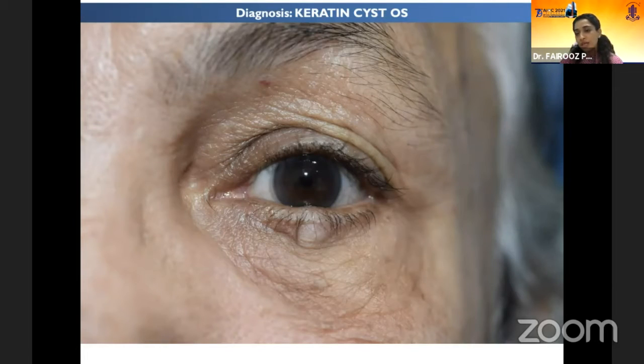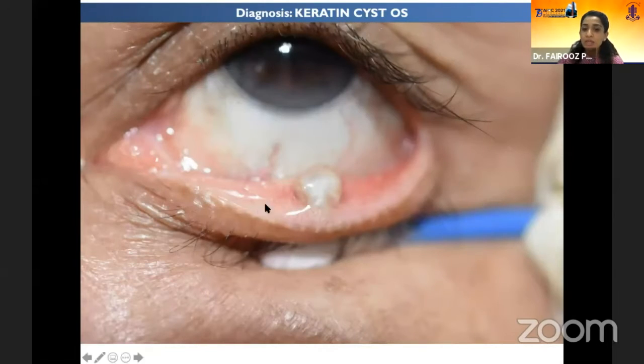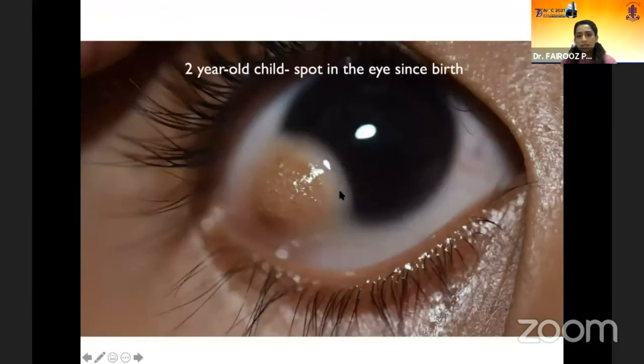In fact, the differential diagnosis and the referral was to rule out sebaceous gland carcinoma. But you know what? There are not very classical dilated vessels, and it's very, very pearly white, and it turned out to be a keratin cyst.